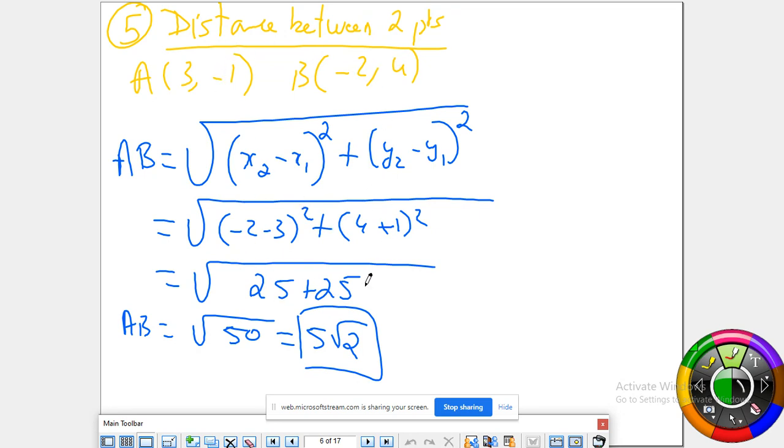So I'll have 25 plus 25. So radical 50. So 5 radical 2. Because 50 is 25 times 2. So it's radical 25 times radical 2, meaning 5 radical 2.